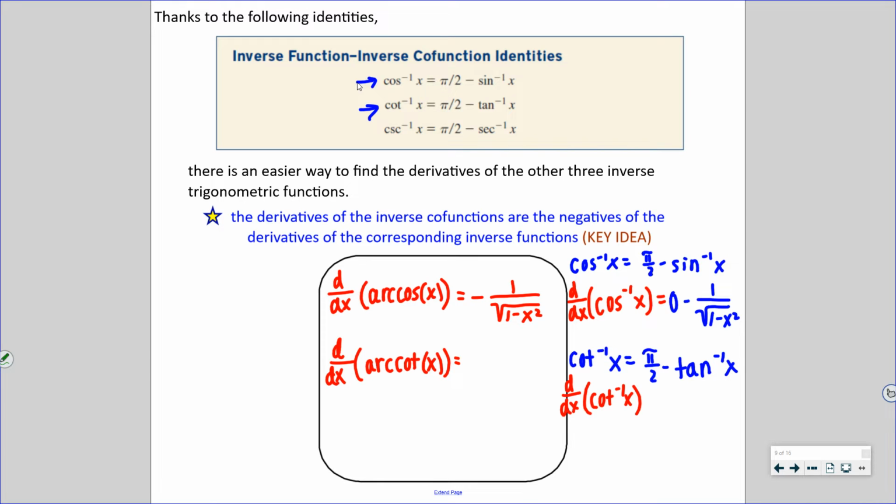Okay, so similar idea here. The derivative of pi is 0 minus, we know what the derivative of the inverse tangent is. That's that 1 over 1 plus x squared. So cotangent, its reciprocal identity would be negative 1 over 1 plus x squared.